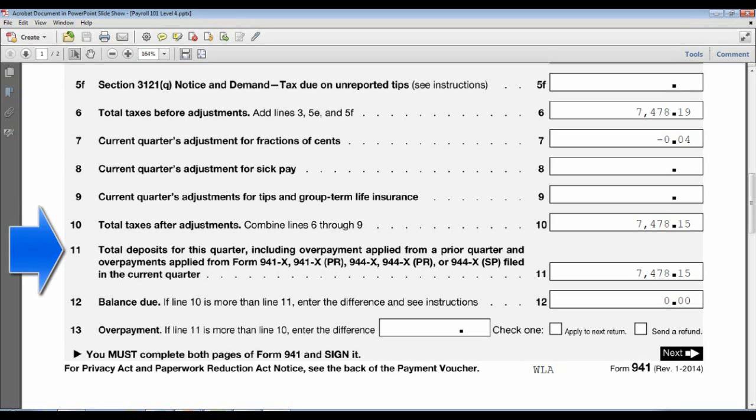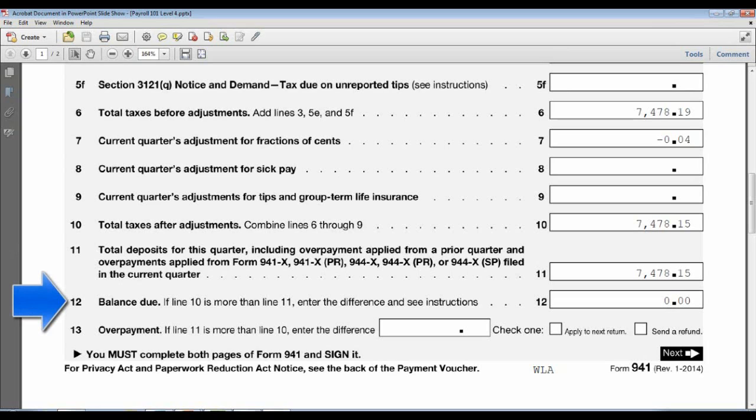For our fictional entity, the deposits were A plus C plus J plus L plus S plus T plus U plus BB plus DD plus KK plus LL plus MM plus TT plus VV plus CCC plus DDD plus EEE. And this equals $7,478.15 deposited through EFTPS.